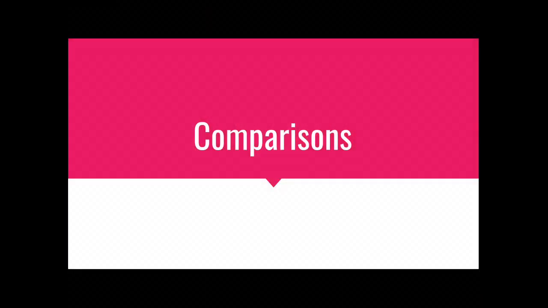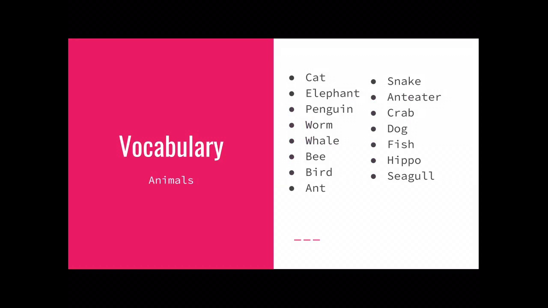So let's get started. Here is my presentation on comparisons. I hope you have your notebook ready. You should write down some of the things that you see in this presentation. We're going to start off with some vocabulary. This is a list of animals. You're probably already very familiar with a lot of these. Some of them are very similar to their Spanish words. Please pause the video and write down any words that you feel like you need to know.